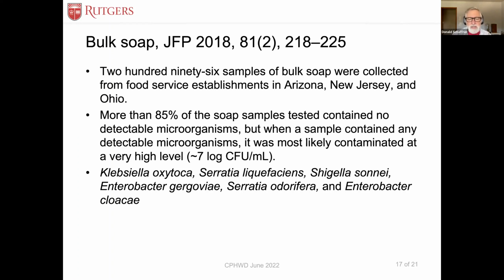This is work that was funded by a company called Gojo, which is a company that makes the Purell hand sanitizer, but they also make soaps, and they're very interested in public health, and they've gotten very interested in this idea of bulk soap over the years, and they've published a bunch of papers, including this one where we collaborated. And so what we found in this bulk soap study, we collected 296 samples of bulk soap. We did it in 3 different states, in Arizona and New Jersey and Ohio. And what we found was that 85% of the soap samples didn't contain any detectable microorganisms. And that's a good thing.